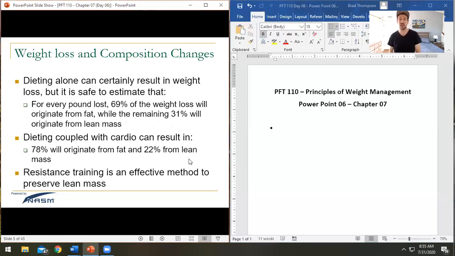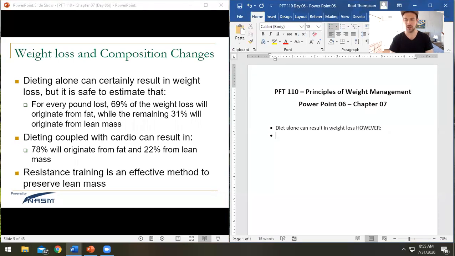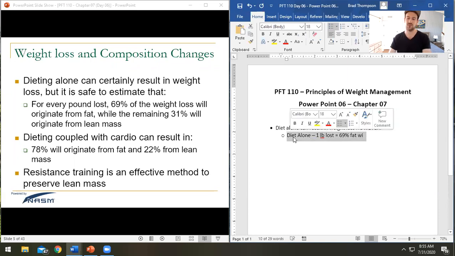So, weight loss and composition changes. I love this. This part's kind of cool. I think that the science behind this is interesting. And so we know that diet alone can result in weight loss. However, what we're going to see is diet alone, 1 pound lost is going to be equivalent to 69% fat, with the remaining, and you know what, actually, what should I do? Yeah, let's talk about this first.